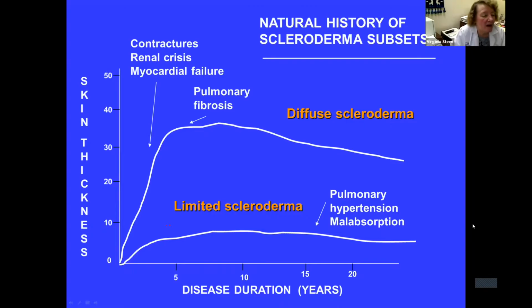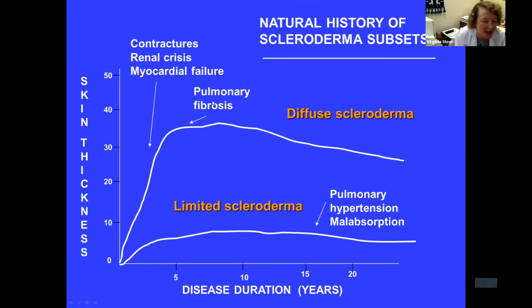There we go. So the natural history of these two forms is that the diffuse disease is much more acute in onset, and the major organ systems often occur in the first 5 years of disease, particularly renal crisis and heart failure, but also the contractures and the most rapid onset of skin thickening. So on this side is skin thickening, and this is disease duration. So you can see most of the damage is done in the first 5 years of the disease.